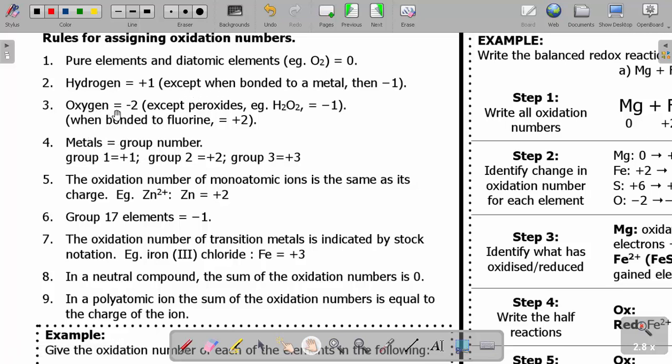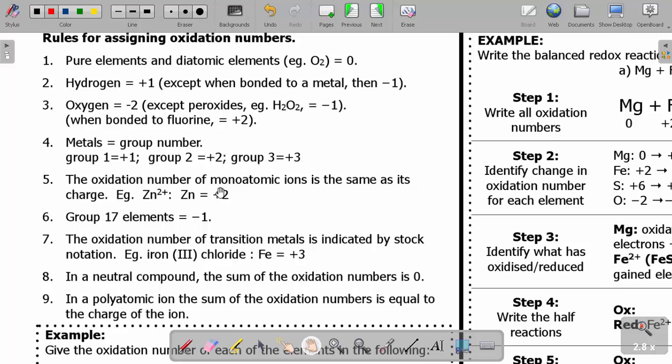Now here, oxygen has got -2, with an exception in the peroxides where it becomes -1. And then when bonded to fluoride, it becomes +2. Okay. Then with the metals, the group number gives us oxidation state. For example, group 1 gives us +1. Group 2 have got +2 oxidation state. What about group 3? They have +3.